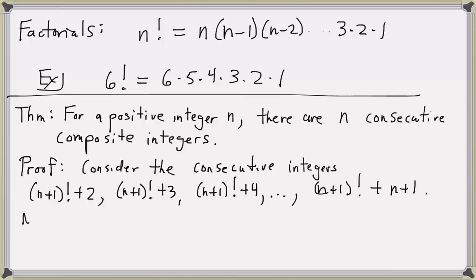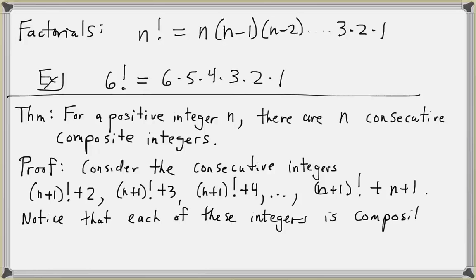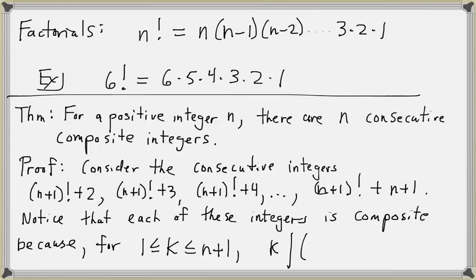So notice that each of these integers is composite because for any k between 2 and n plus 1, k will divide the expression (n plus 1) factorial plus k.